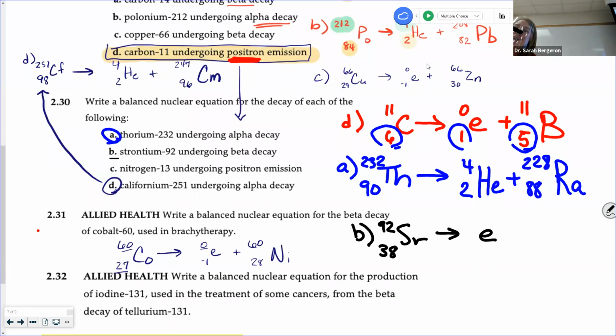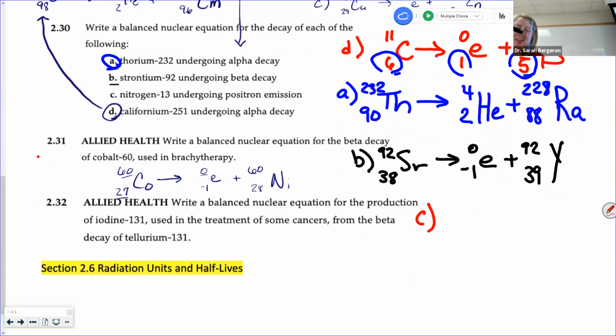So what's my mass of an electron? 0. Charge? -1. Okay. Now be careful with that negative in predicting what your product is going to be. So let's do the top. 92 plus 0 is 92. All right, now 38 is equal to -1 plus what? 39. Y'all saw that? Be careful with that one. So what element? Y is yttrium. Okay. A, B. So we still got to do C, right?